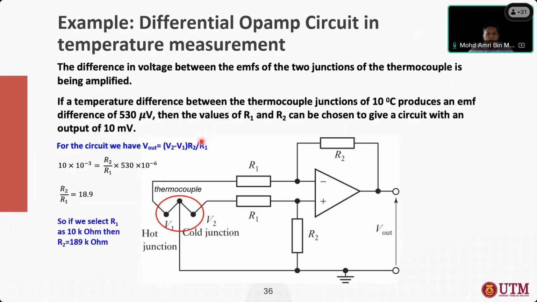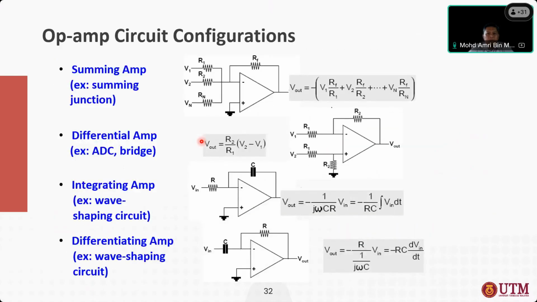If you go to page 32, okay, differential amplifier. We have this amplifier. We have two inputs, V1 and V2. V1 is connected to R1, and then the other terminal of R1 is connected to the inverting input of the op amp, and then the inverting input is connected to R2 and then to the output, while V2 is connected to R1 and then connected to the non-inverting input of the op amp, and then we have R2 also from the non-inverting input of the op amp to the ground.